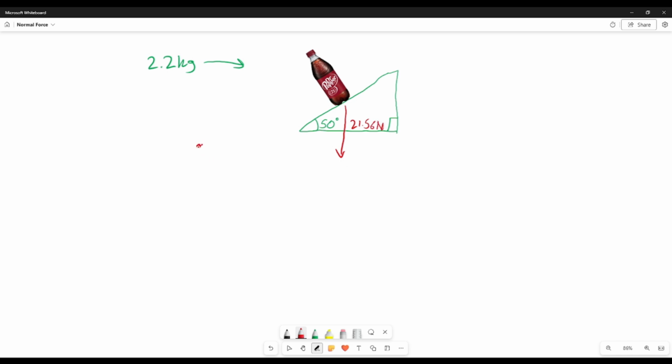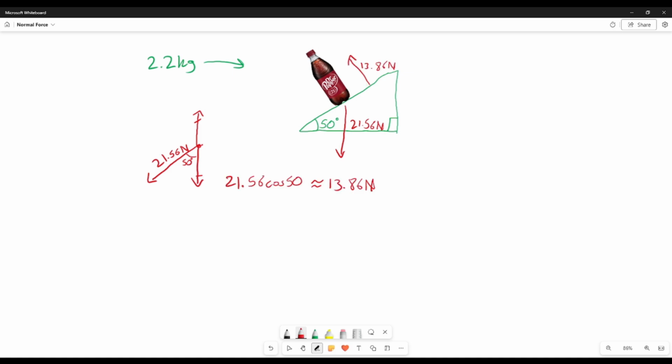Now once again, let's go ahead and draw our force diagram where we want our normal force. This time I'm going to just start off by shifting our frame of reference, and we'll have our weight over here offset by 50 degrees, and this is going to be 21.56 newtons. I'll go ahead and give you guys a second. Go ahead and pause the video, and if you haven't already, solve for the normal force of this problem.